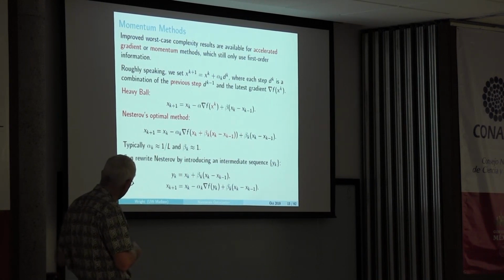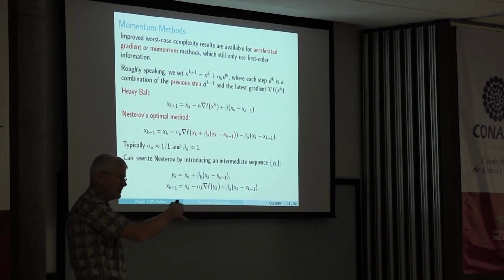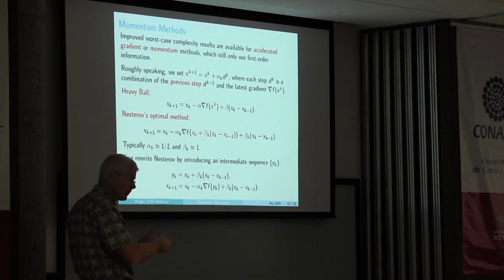And again, you use these values of alpha and beta. And Nesterov has these very nice ways of computing them. He changes alpha and beta at each value of k. He has a very beautiful way of doing that. And he ends up with similar convergence properties, but in practice, it behaves better than heavy ball.